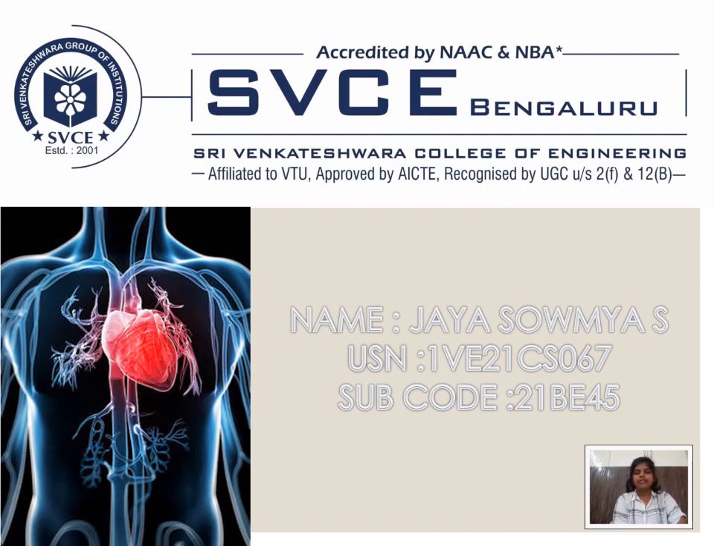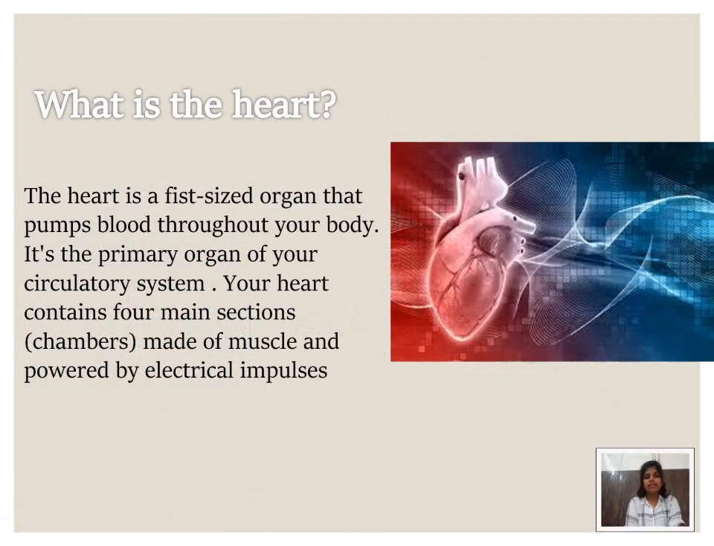Today I am here to discuss the human heart. Let's see what the heart is. The heart is a fist-sized organ that pumps blood throughout our body. It's the primary organ of our circulatory system. Our heart contains four main chambers. It is made up of muscles and powered by electrical impulses.